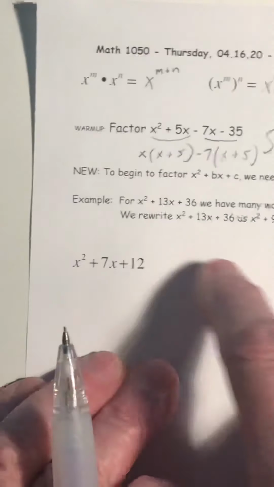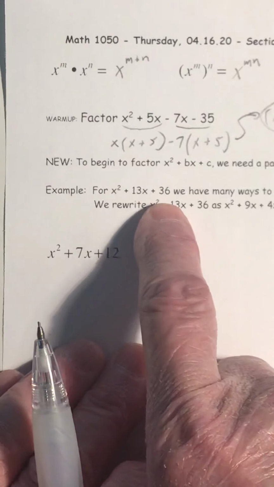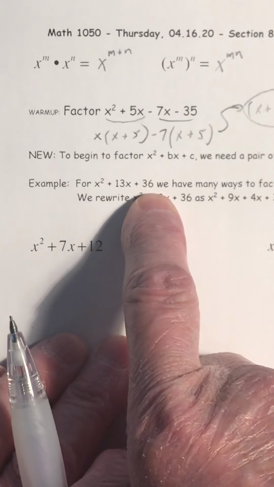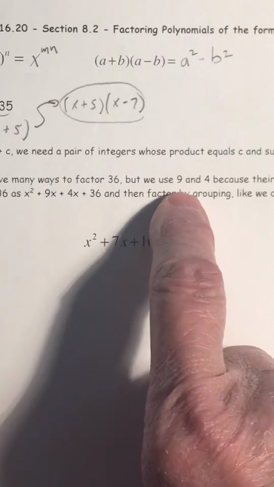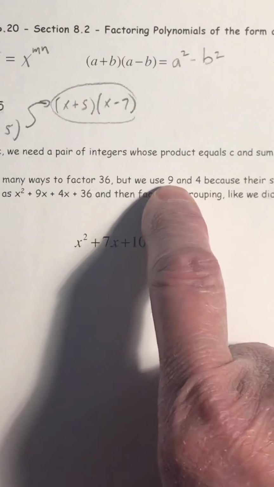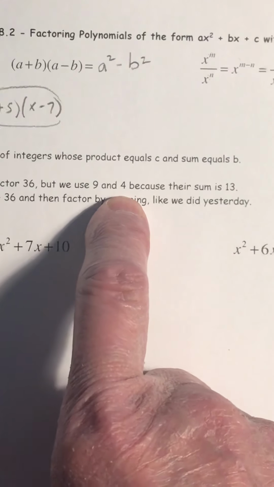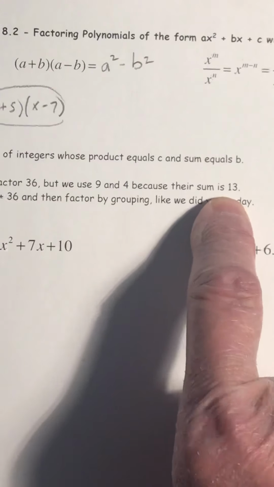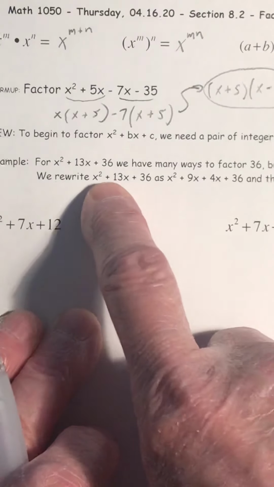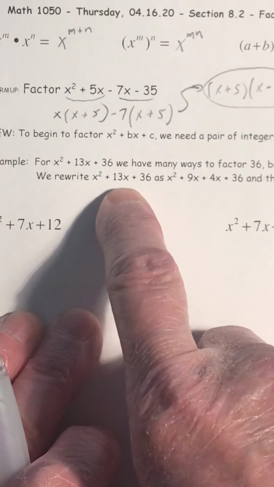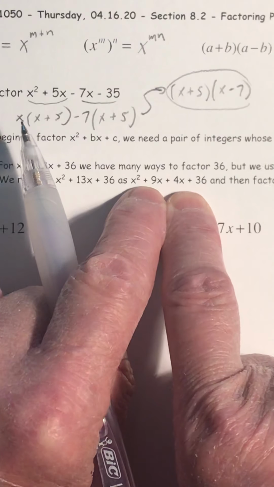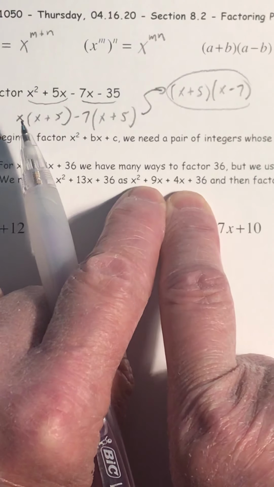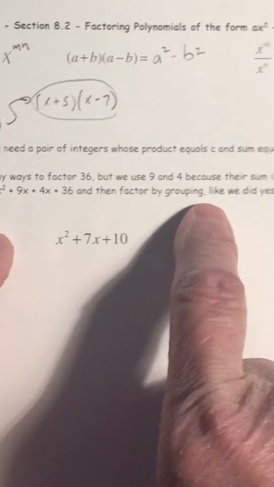So, as an example, for this, we want numbers that multiply out to 36 and add up to 13. There's a lot of different ways to factor 36, but 9 and 4 are useful here. 9 times 4 is 36, and 9 plus 4, their sum, is 13. And then we would take this expression and rewrite it, replacing the 13x with those two special numbers we just found, the 9x and the 4x, and then do factoring by grouping like we did yesterday. Let's see how that turns out.